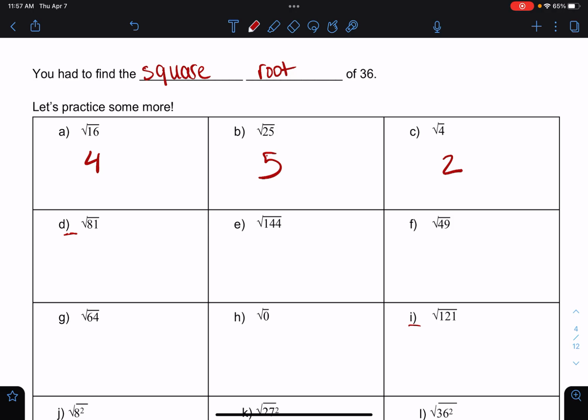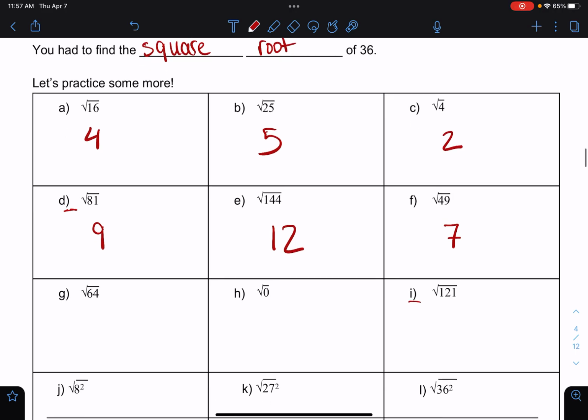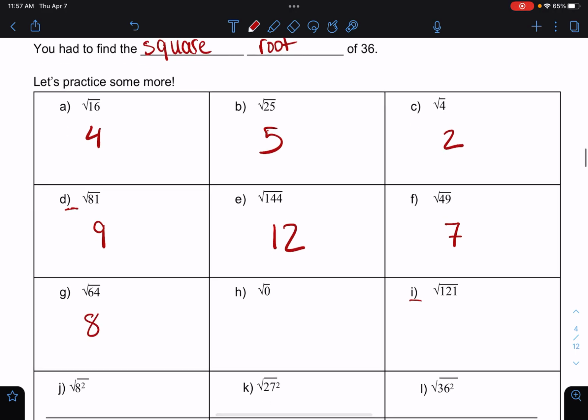Okay, we're back. What times what equals 81? 9 times 9. What times what equals 144? 12. That one you might not have known. For F, the square root of 49, what times what equals 49? 7 times 7 is 49. G, what times what equals 64? 8 times 8 is 64. So the square root of 64 is 8.